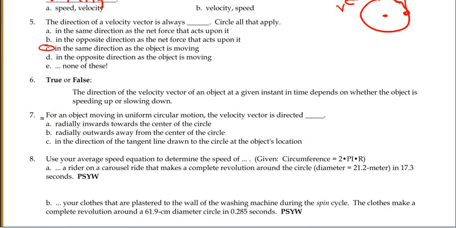Question 6, true or false: the direction of the velocity vector of an object at a given instant in time depends on whether the object is speeding up or slowing down. That's false. The acceleration will determine if it's speeding up or slowing down. The velocity vector, again, is simply going to point in the direction that the object is currently moving. With circles, it's tricky because with every moment, you're going in a different direction. So your velocity is changing, but your speed may or may not.